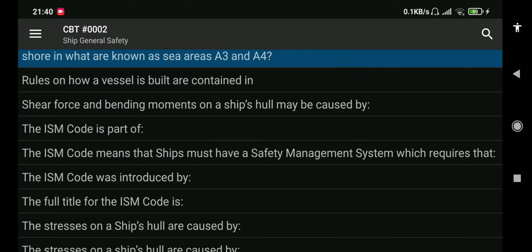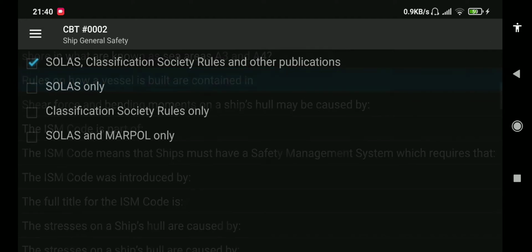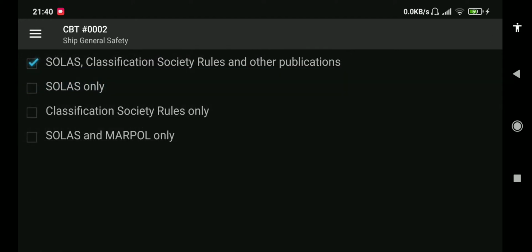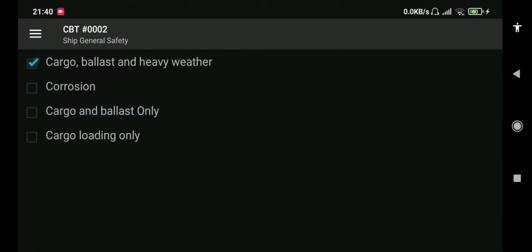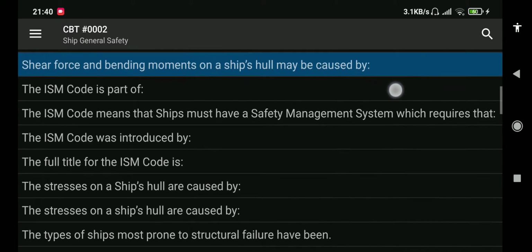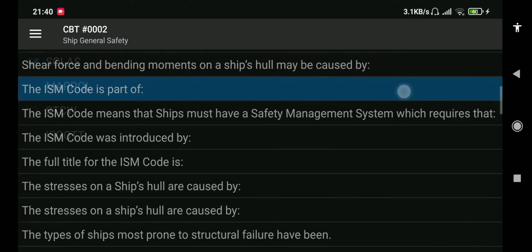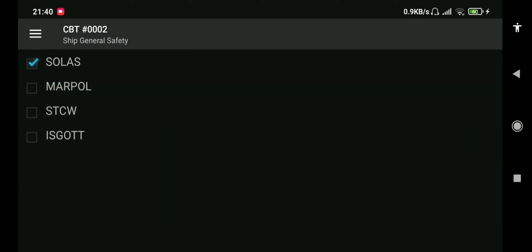Next, rules on how a vessel is built are contained in SOLAS, Classification Society rules, and other publications. Next question, shear force and bending moments on a ship's hull may be caused by cargo, ballast, and heavy weather. Next, the ISM Code is part of SOLAS. So it is part of SOLAS, the ISM Code.